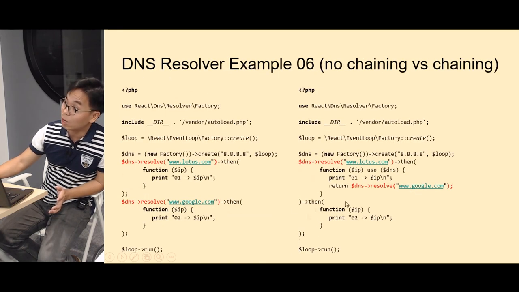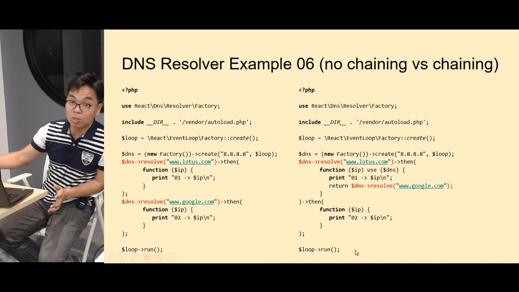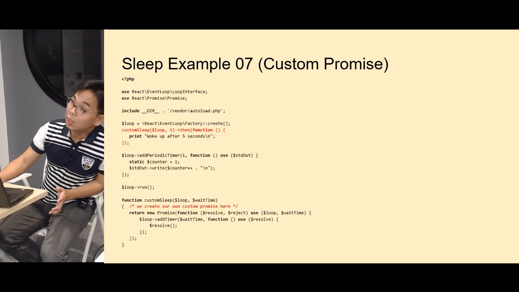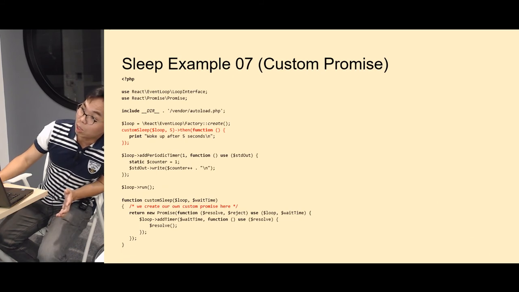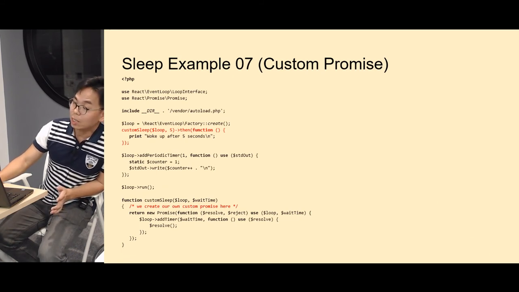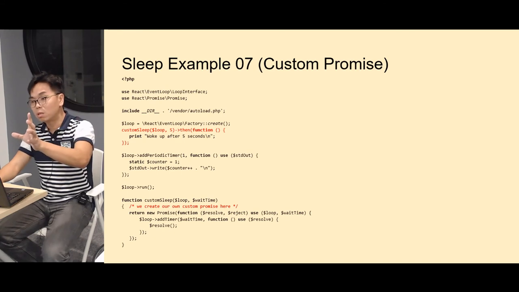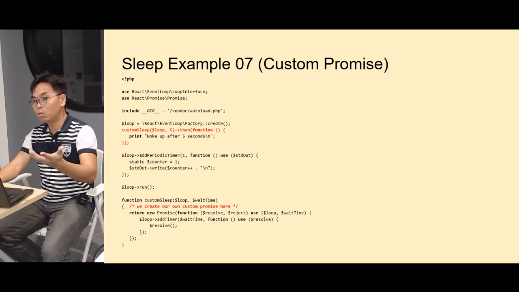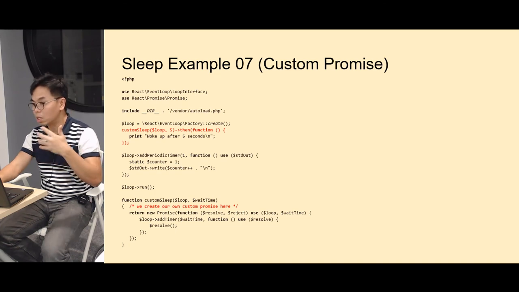This is one, right? You can run this many times as well. Okay, so you can still do multitasking. Okay, example 7, custom promise. Note that just now I was talking about a different style, different contributors doing the callback in their own style.